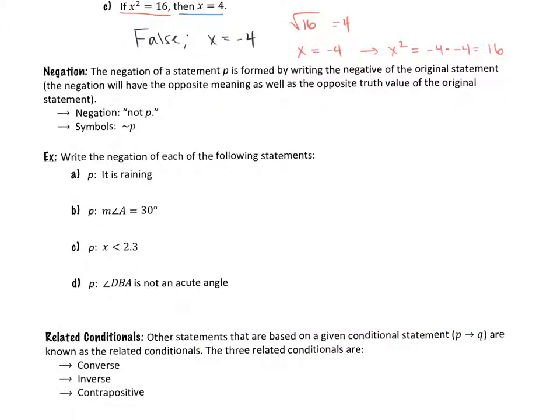So if we have a statement, we can negate that statement and write the negation by writing the negative, or the opposite, of the original statement. So it will have the opposite meaning as well as the opposite truth value. It means you would write not P, and the symbol is the squiggle in front of it. So let's look at writing each of these statements, but now negating them. So if P starts out as it is raining, then the opposite of that is it is not raining.